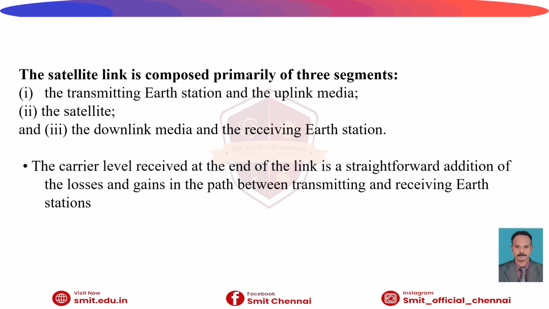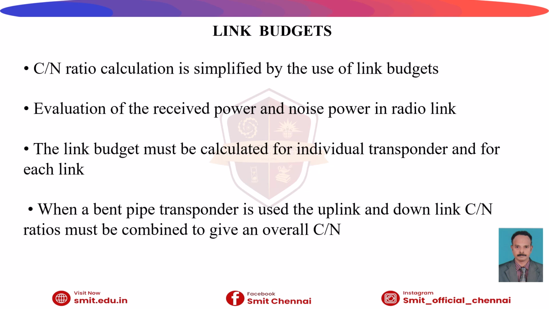A satellite link primarily consists of three segments. One is called the transmitting earth section. The next one is the satellite section. The third one is the downlink section. These three sections are taken into account, and the three losses must also be taken into account. So the link budget is nothing but the establishment of a C/N ratio, which is a simplified calculation that we are using for estimation.